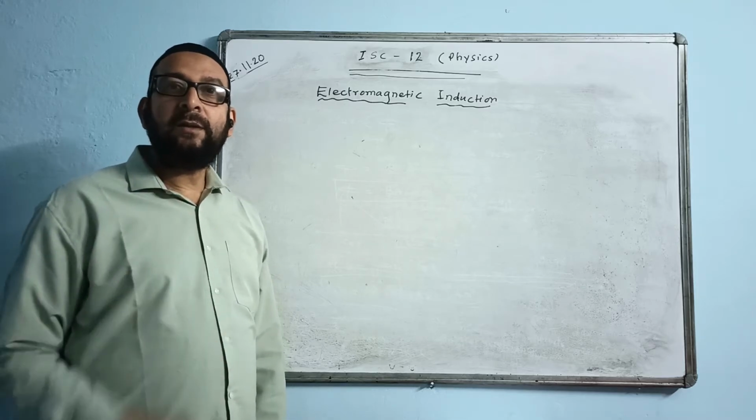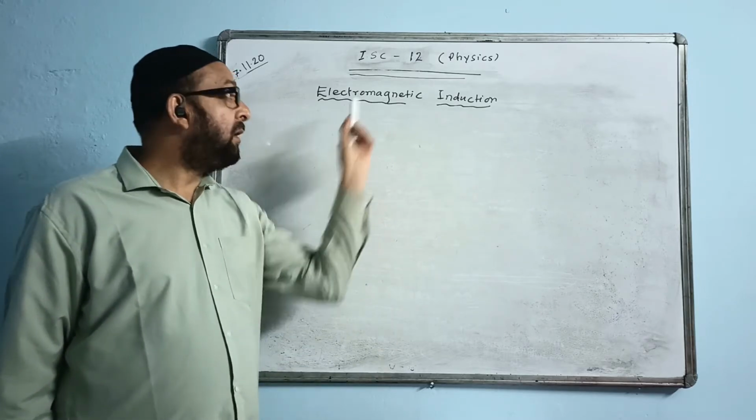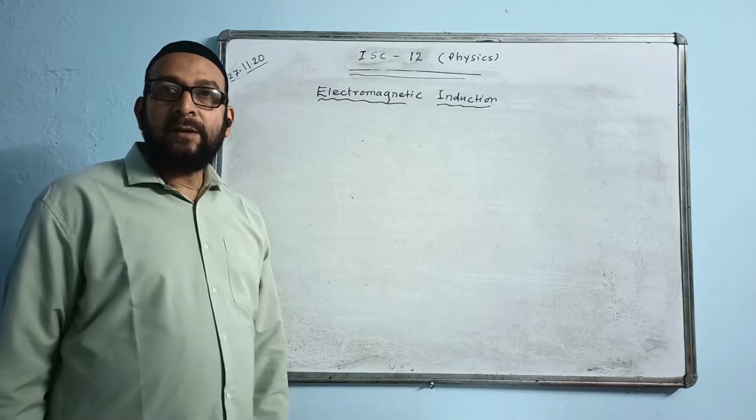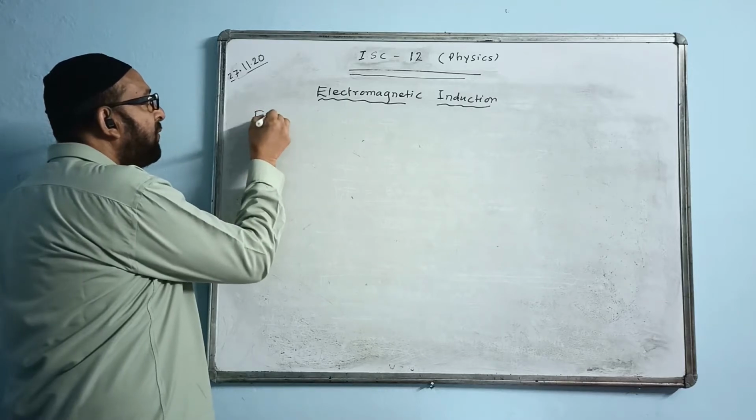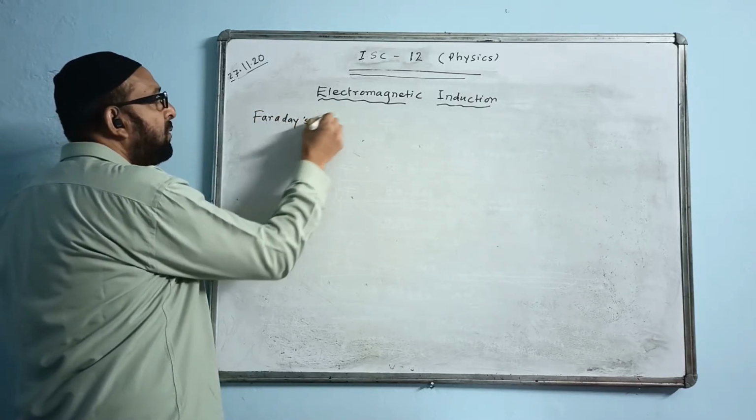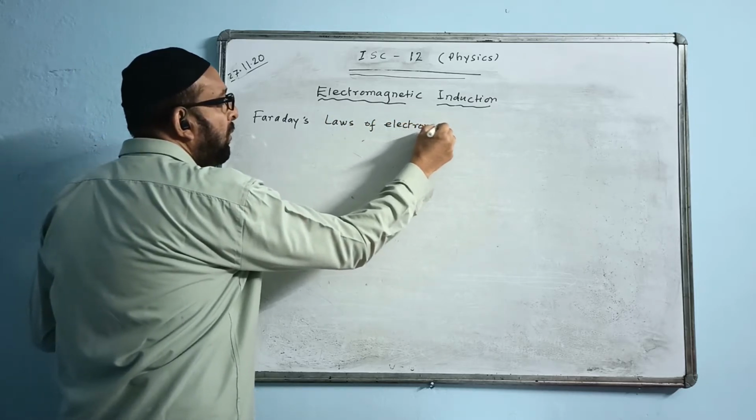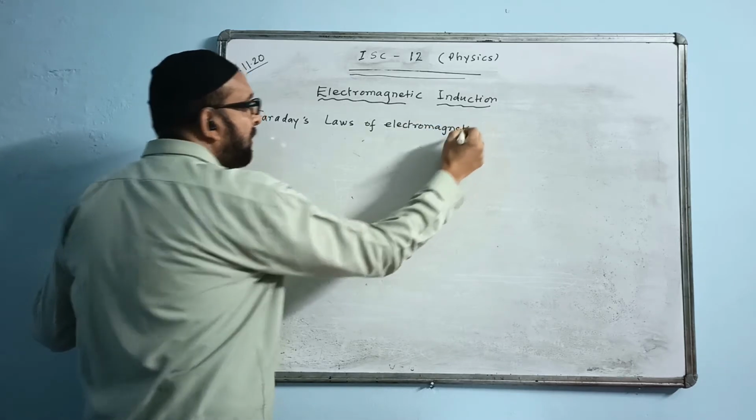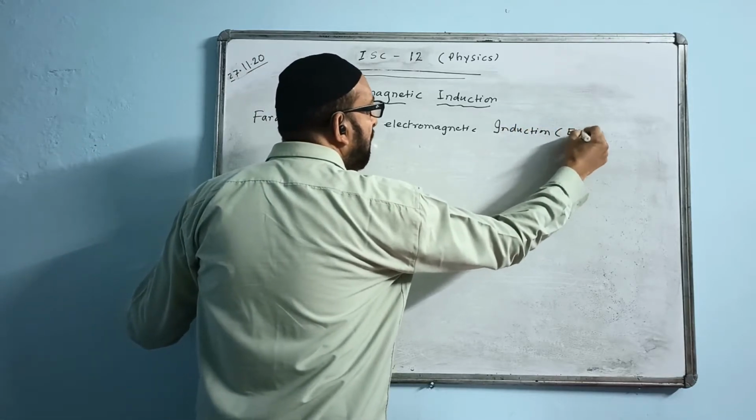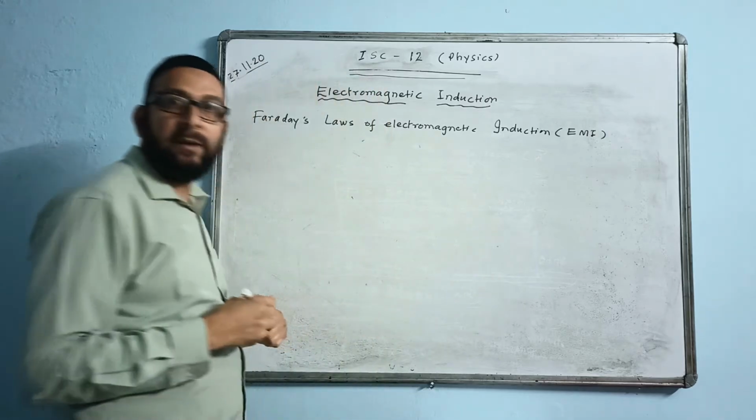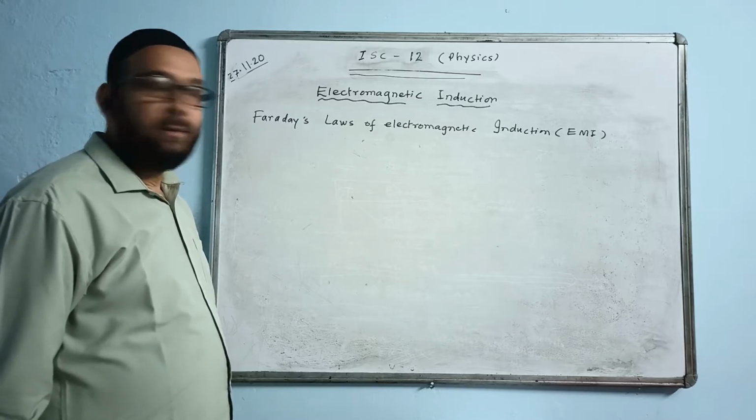The first law is the definition of electromagnetic induction, and for the second law I will be giving the statement. So you write down Faraday's laws of electromagnetic induction. Electromagnetic induction, in short, we call EMI also. EMI, electromagnetic induction. Faraday's laws of electromagnetic induction.